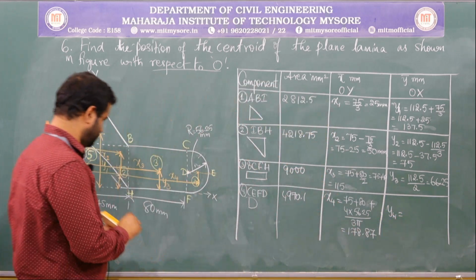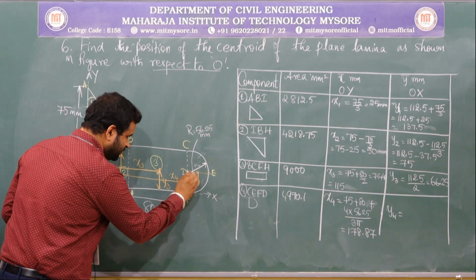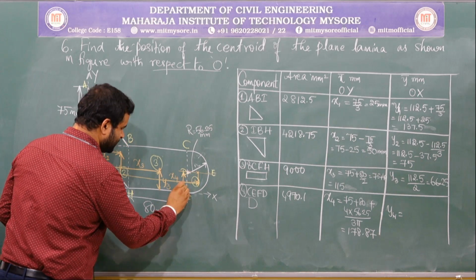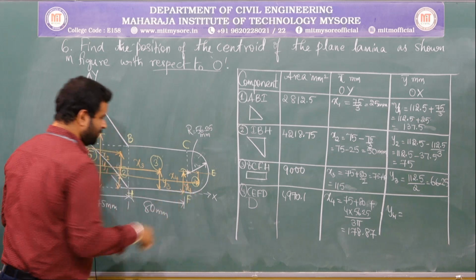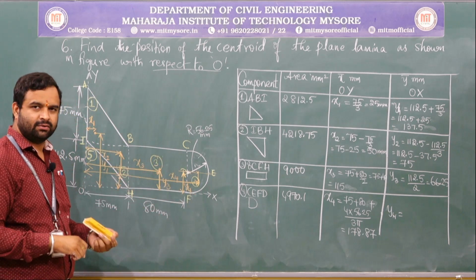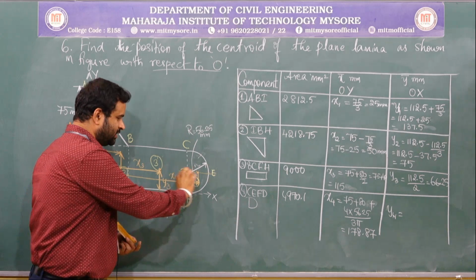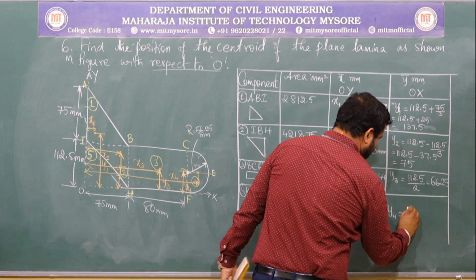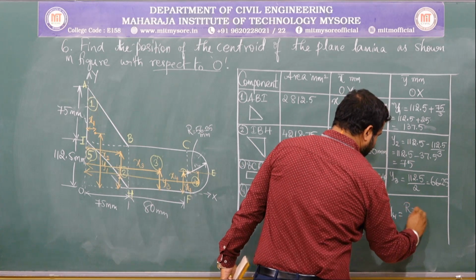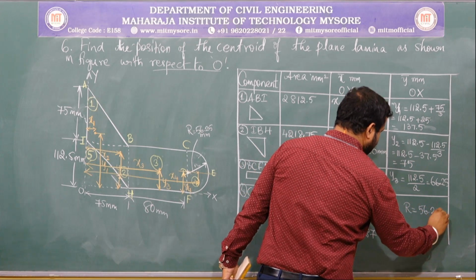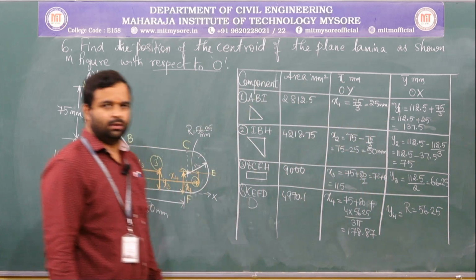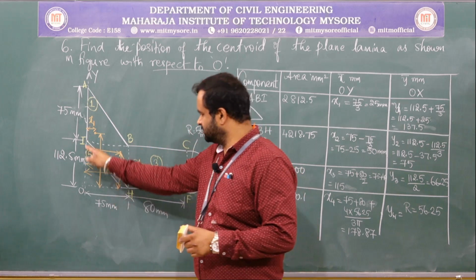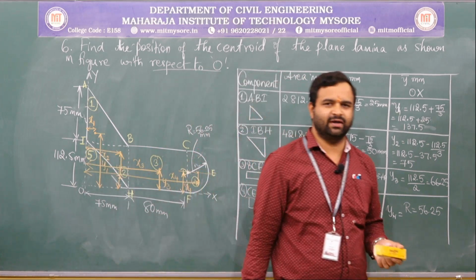And y4 is the distance measured with respect to the O x axis. If you look at the figure, you can easily say that this is equal to nothing but the radius. So, here y4 is equal to radius r, which is 56.25 mm. Now, we had already mentioned this opening part as component phi.